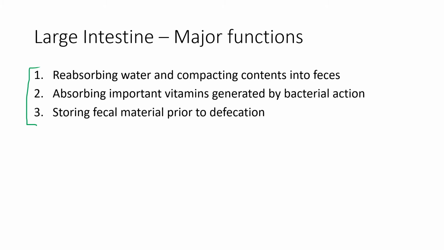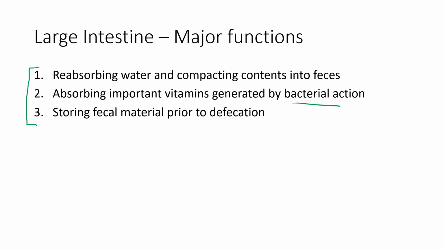We are going to absorb important vitamins generated by bacterial action. So you do have bacteria located in the large intestine, and these are going to be bacteria that are symbiotic with us. What that means is it's good bacteria. It's bacteria that you want, that you need inside of your body in order to help you digest, as well as that bacteria gets to live there in your large intestine, living happily off of the things that you eat.